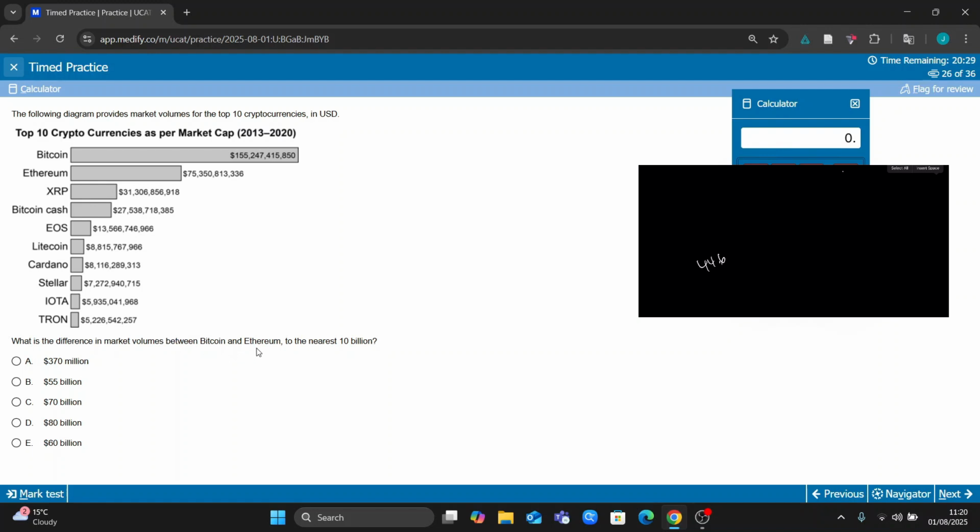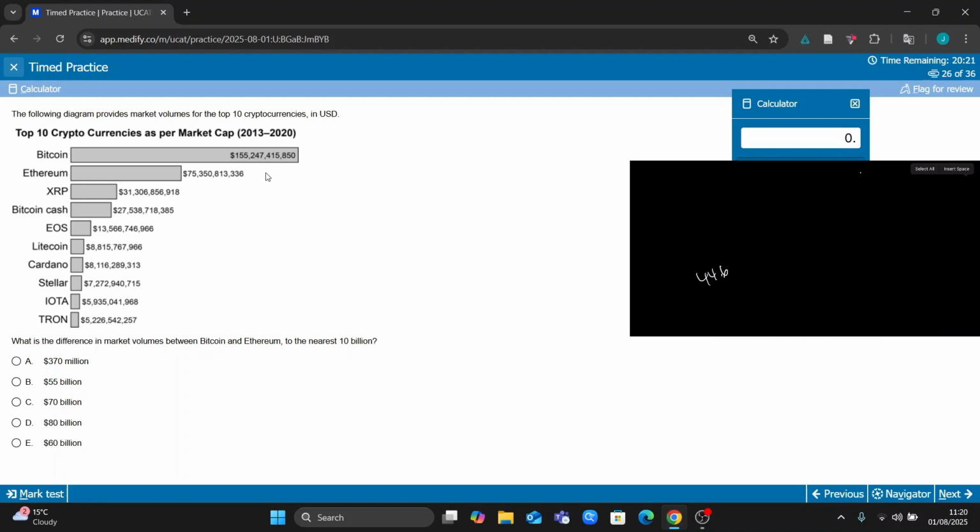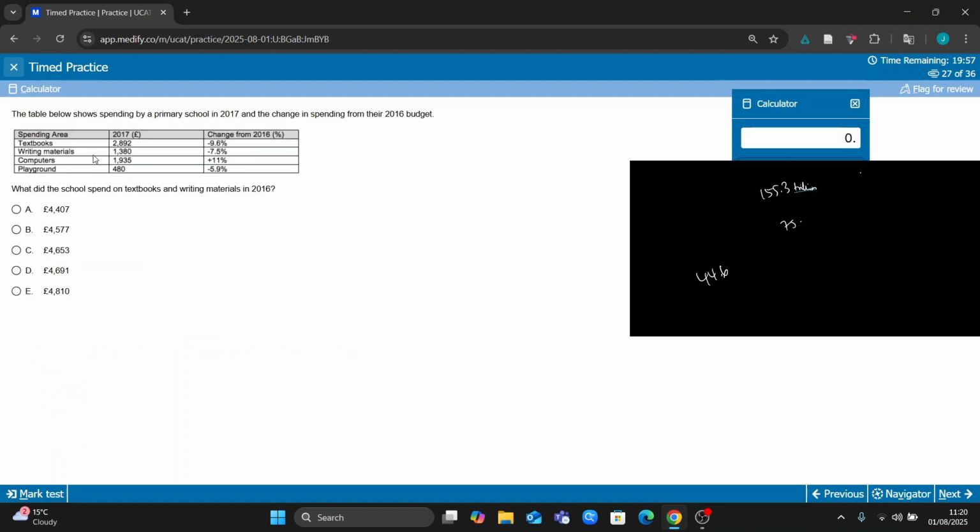What's the difference in market values between Bitcoin and Ethereum? The nearest 10 billion. So that's 155.3 trillion, 5.3 trillion, and this is 75 point. Okay, so 155. I'm just going to do it in billions. So that's millions. Oh no, that's billions. So 155.247 minus 75.351. 10 billion, yeah.